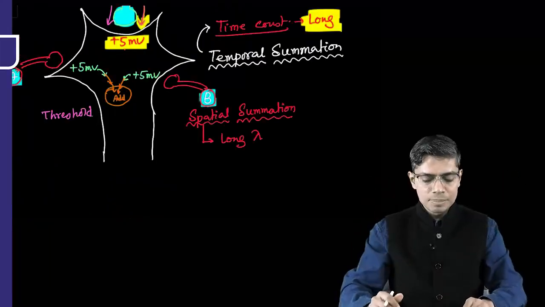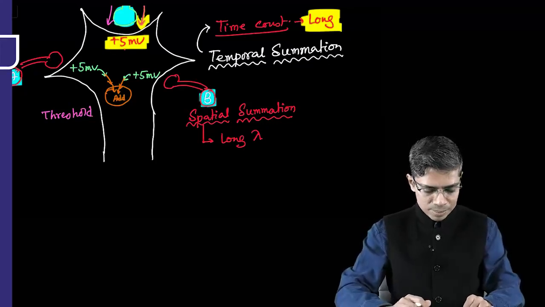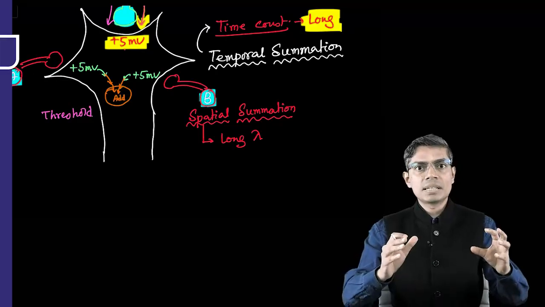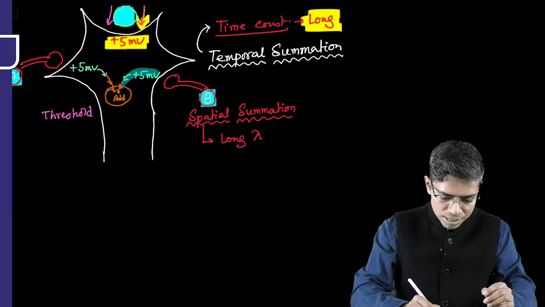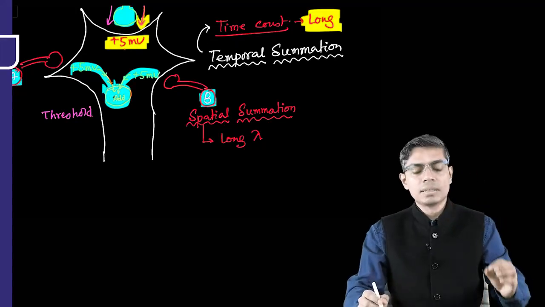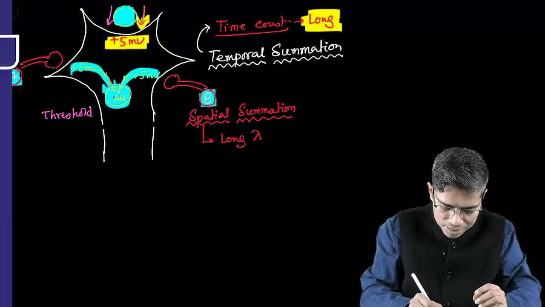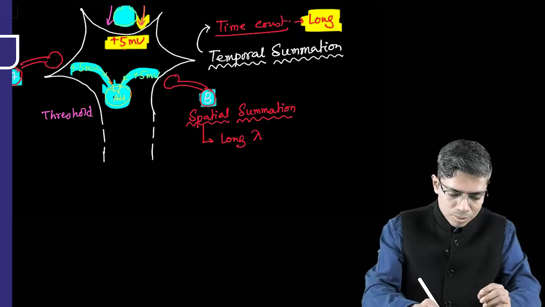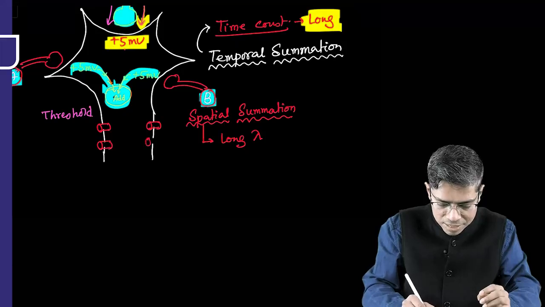Now, whenever summation is occurring, what is the ultimate target? I told you, if you look at this diagram, what is the ultimate target? Summation is occurring, so one potential is moving from this side, another potential is moving from this side, and they are adding up with one another. The ultimate target is that it will cross the threshold voltage, and after crossing the threshold voltage, the target is to open the voltage gated sodium channels which are present at the initial segment.